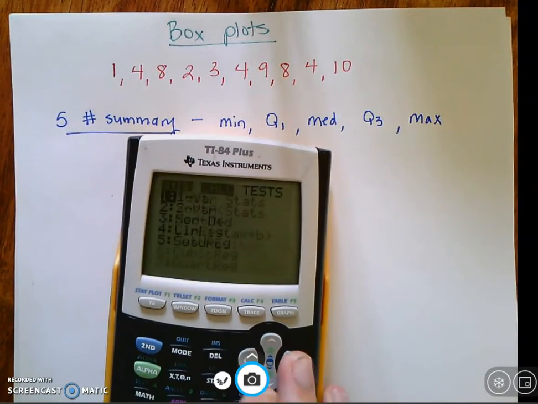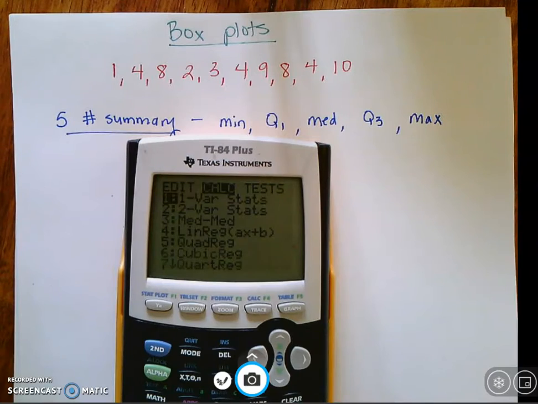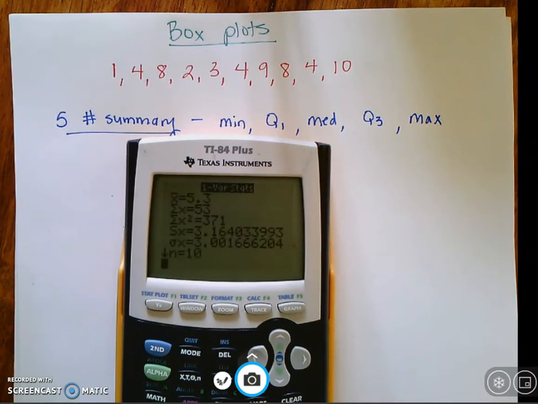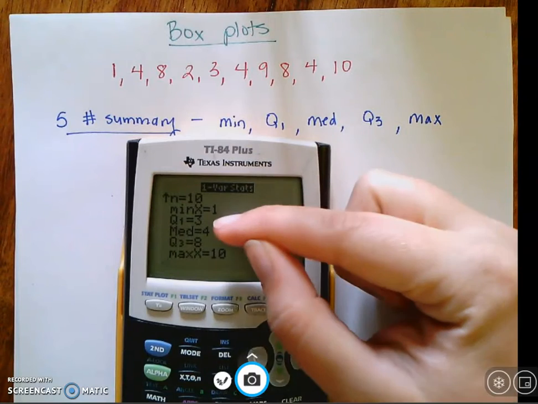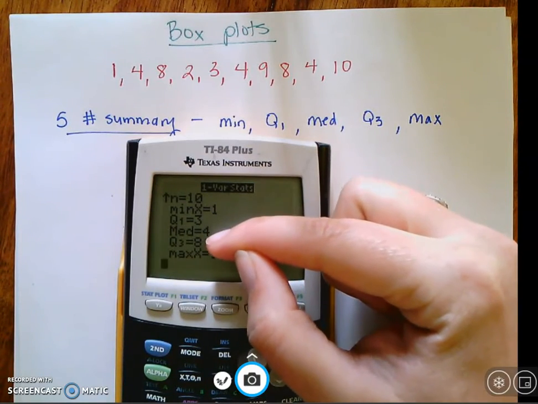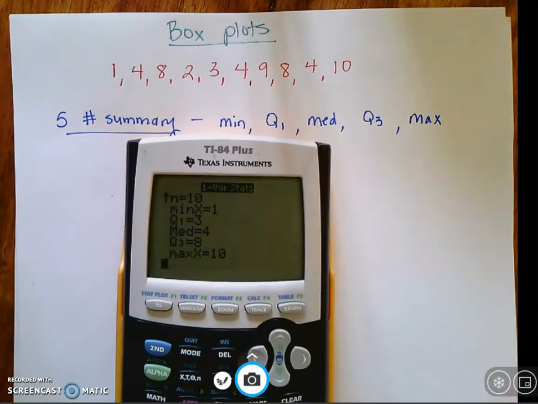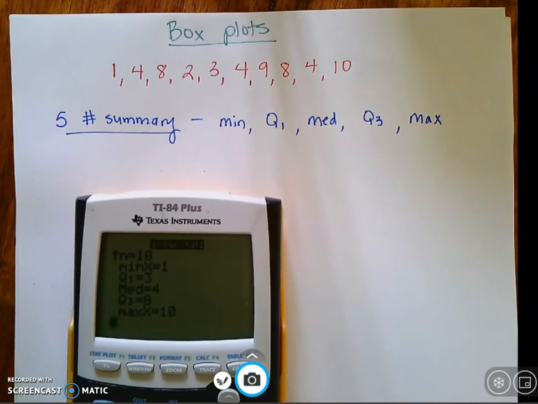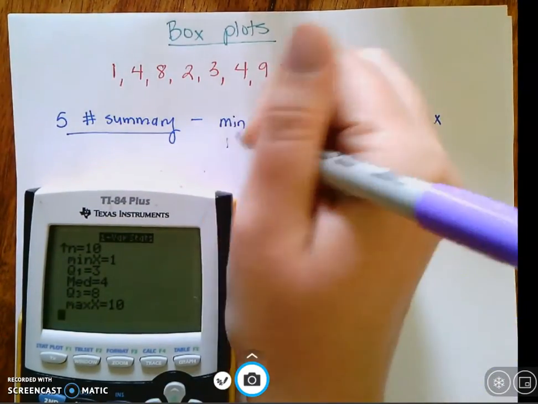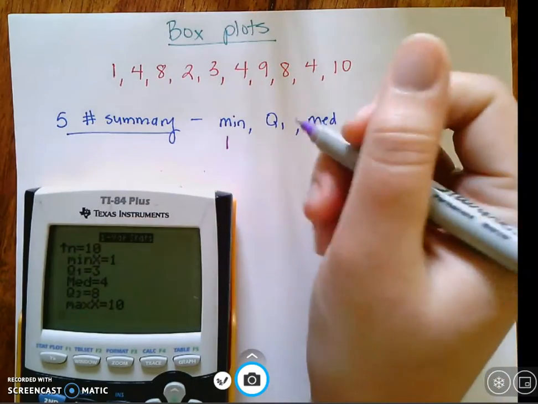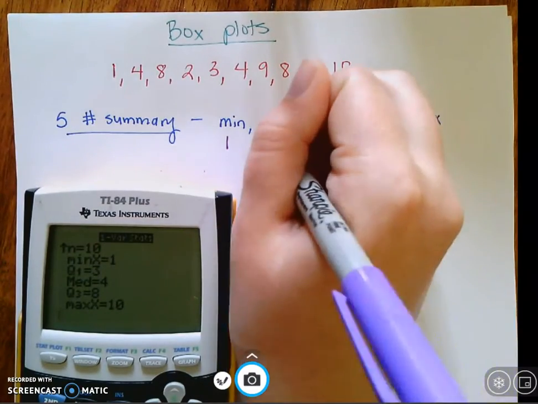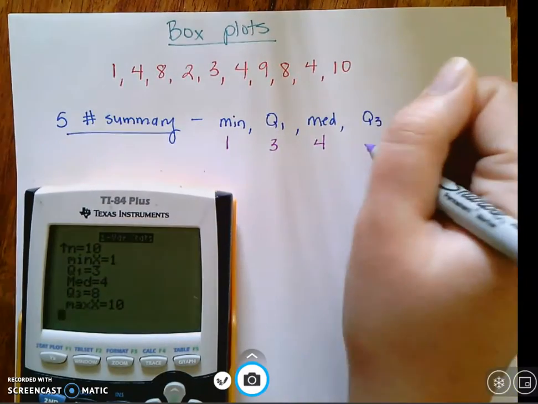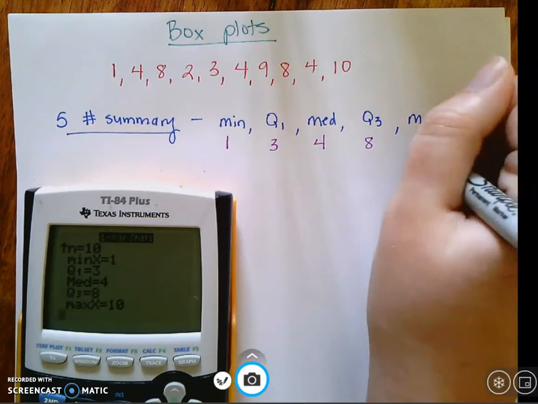So when you go stat, calc, one variable statistics with that list, and you scroll down, if you look, your 5-number summary is listed right here, your min, Q1, median, Q3, and max. Okay, that is there. So I'm going to write these down here. For this data set, my minimum was 1, my Q1 is 3, median is 4, Q3 is 8, and maximum is 10.